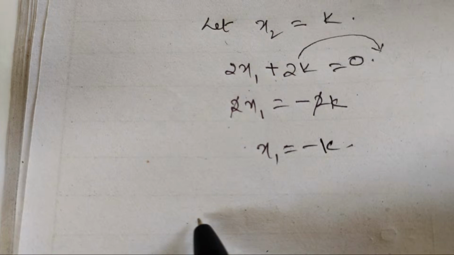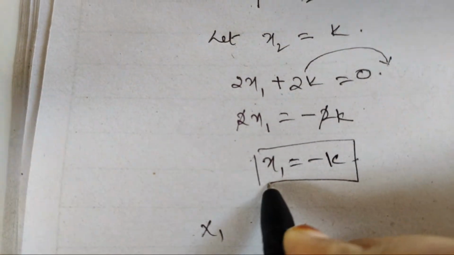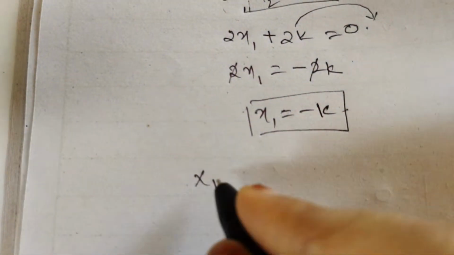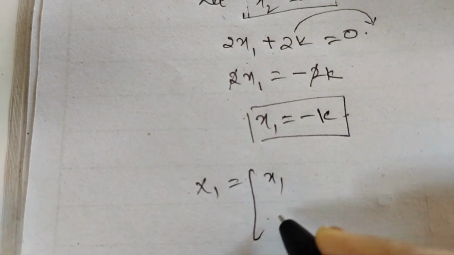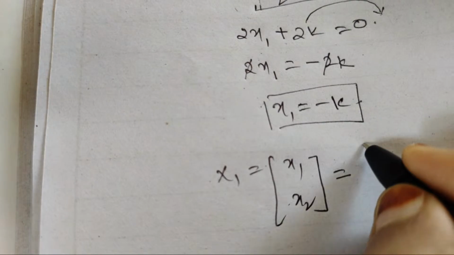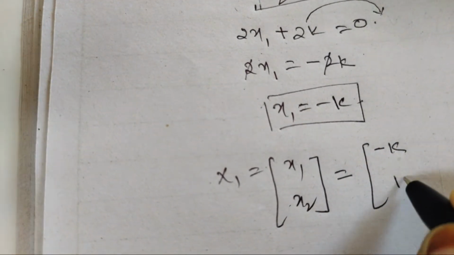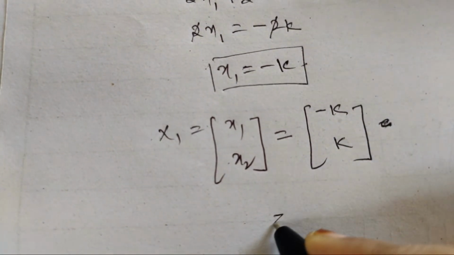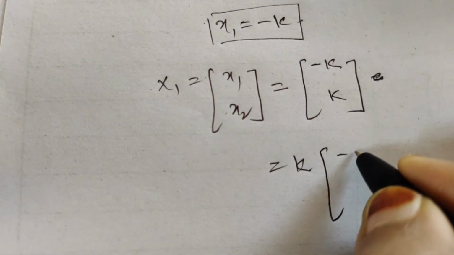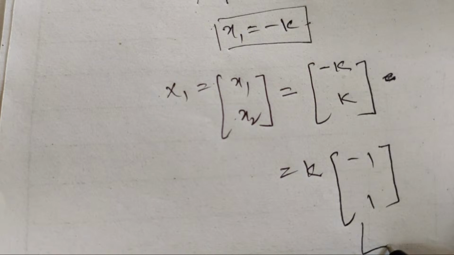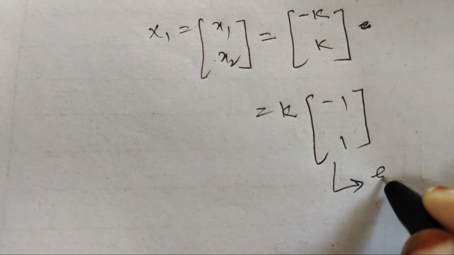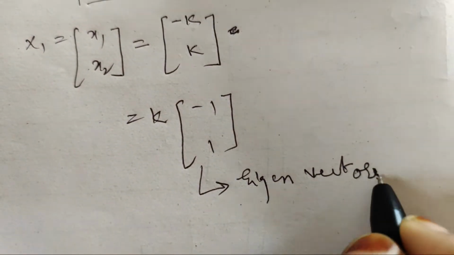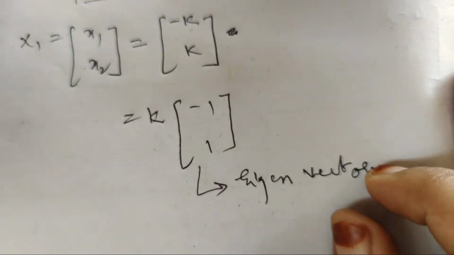So now your first vector, x1 and x2, where we have assigned x2 equal to k, is equal to minus k and k. If I take k as common, then it is minus 1 and 1. This is known as the eigenvector. This is the eigenvector for the first case, when lambda is equal to 2.